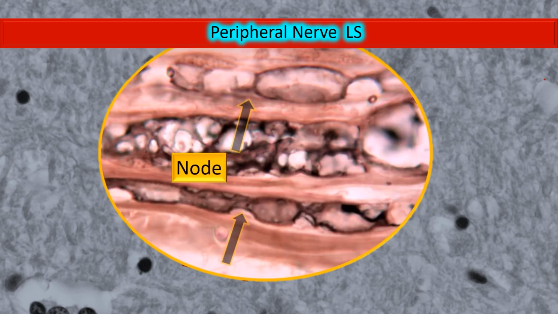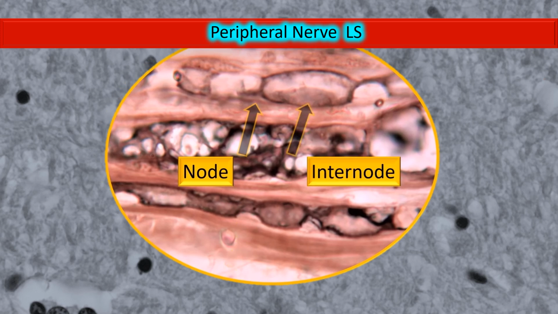You see, again, instead of one node, two nodes. You can also now see the internode, which is large enough, and it is immediately adjacent. In fact, between two internodes, there is always a node of Ranvier.